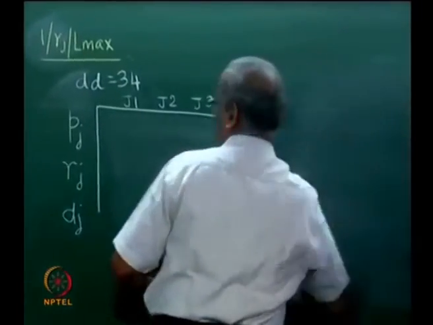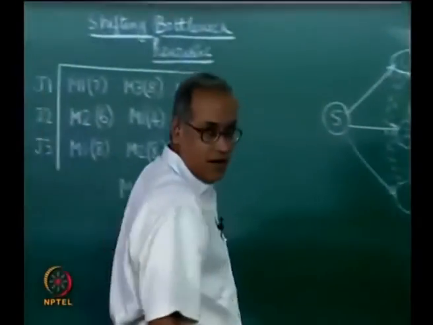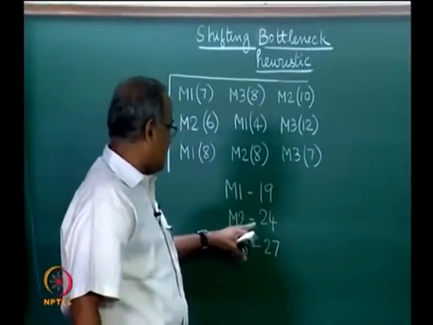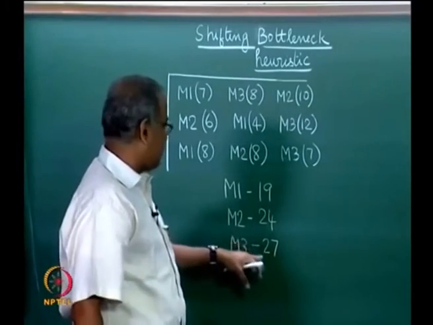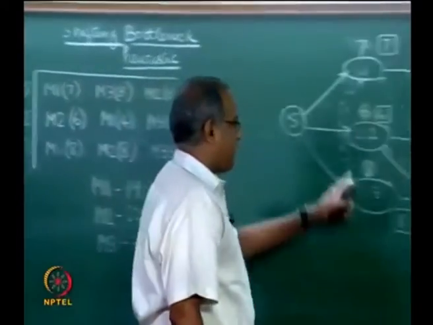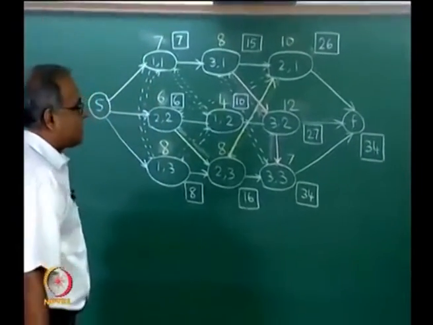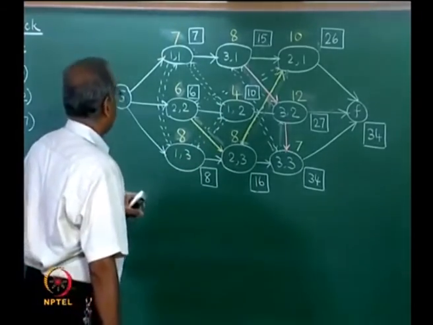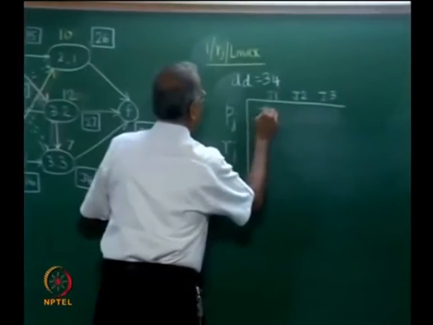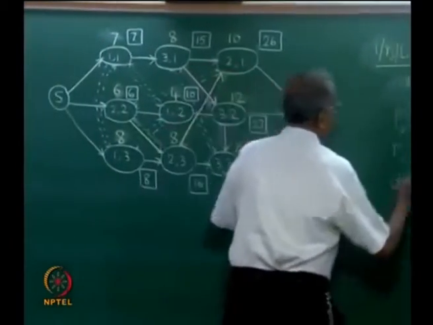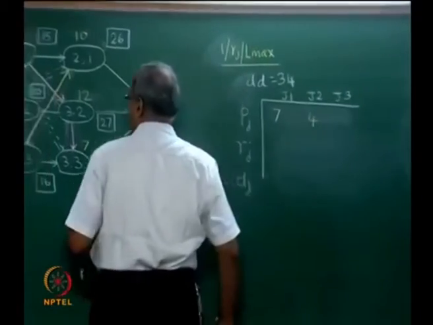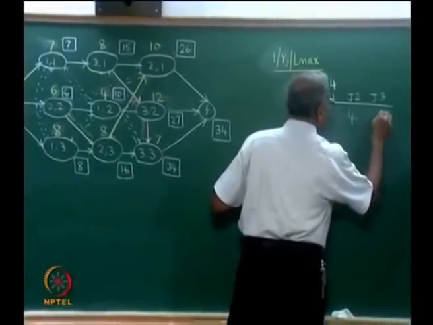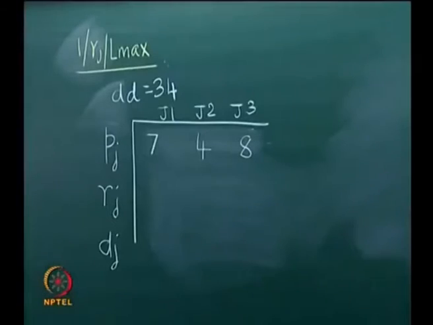Which is machine M1. We have already solved the 1 | Rj | Lmax problems for M3 and then M2. So now from this network we observe that the processing times for the 3 jobs J1, J2, J3 on M1 are 7 for J1, for J2 it is 4, and for J3 it is 8. Now we have to compute the release times Rj as well as the due dates Dj.